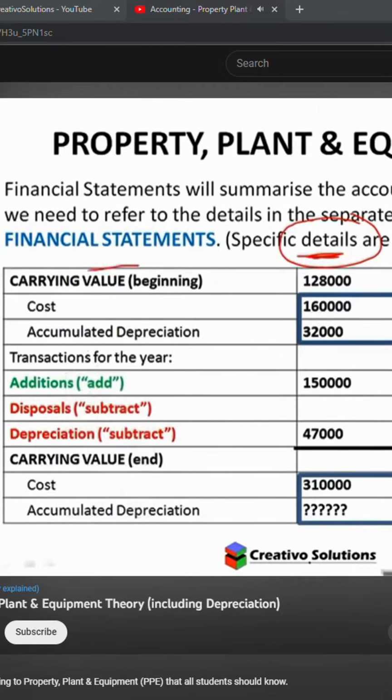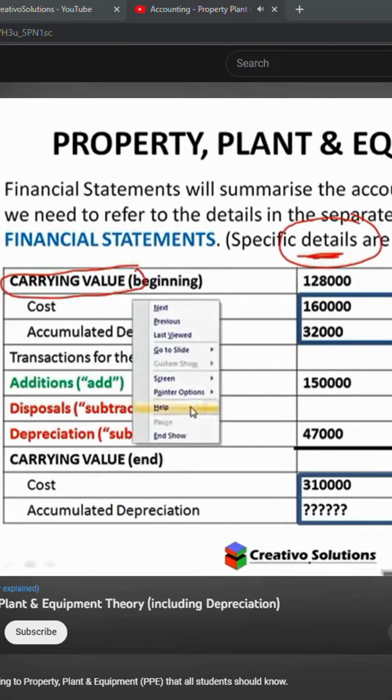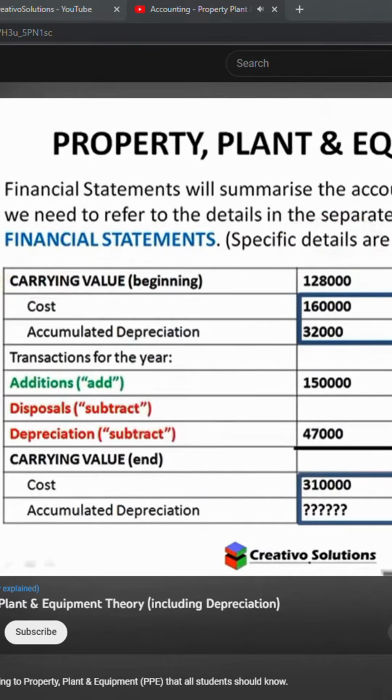Okay, so if I've got carrying value, I'll have a carrying value at the beginning, and I'll have a carrying value at the end. Do I change the formula? No. How do I calculate carrying value? Cost minus accumulated depreciation. Right, so if I'm looking at the start, that's the cost of the asset, that's the accumulated depreciation for the asset. So we don't know how old the asset is, but we know the asset has been used, because there's accumulated depreciation.